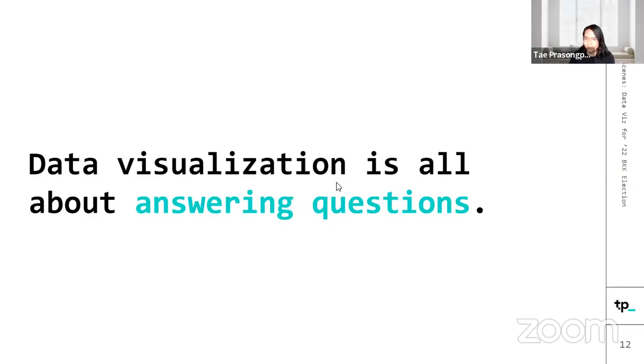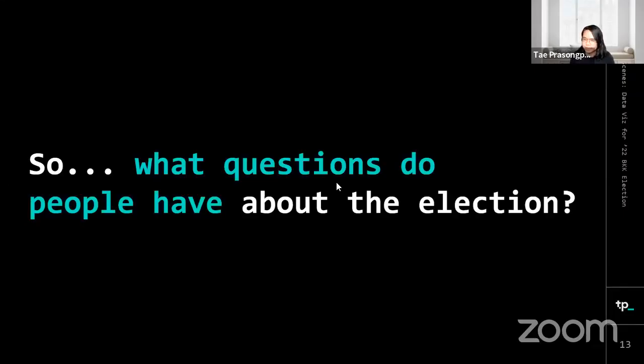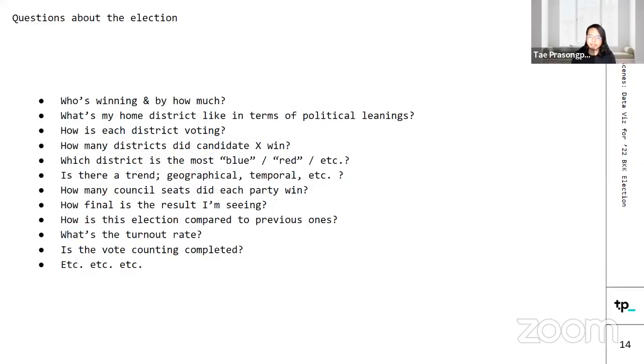So let's start first with: what questions do people have about the elections? We listed the questions that we want to answer in our visualization. For example, people might want to know who's winning, by how much, what's the margin, is it a close election, what's my home district like, how is each district voting, how many districts did this candidate or party win, is Bangkok basically a blue or red city, is there a geographical trend, did people who voted for this particular party in this area still vote for the same party, or how many council seats did each party win, and so on.